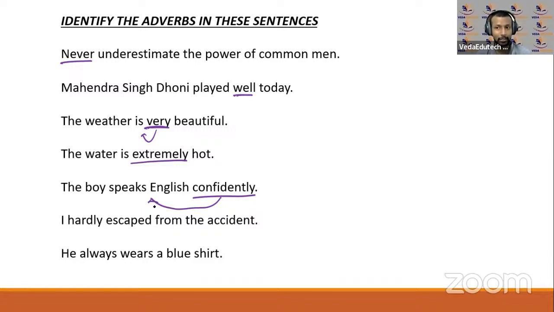I hardly escaped from the accident. How did you escape from that? I hardly escaped. ठीक है, बहुत मुश्किल से मैंने escape किया. I hardly escaped from the accident, right? He always wears a blue t-shirt. Always, हमेशा, right? Always wears a blue shirt, right? These are some adverbs, याद रखिएगा. Generally they are those words which have ly at the ending, but some words might be different. You need to understand the sentence. उसके आजू बाजू, वर्ब के आजू बाजू जो वर्ड आ जाएगा और वो वर्ब को डिफाइन कर रहा होगा, ठीक है, तो वो हो जाता है एडवर्ब.